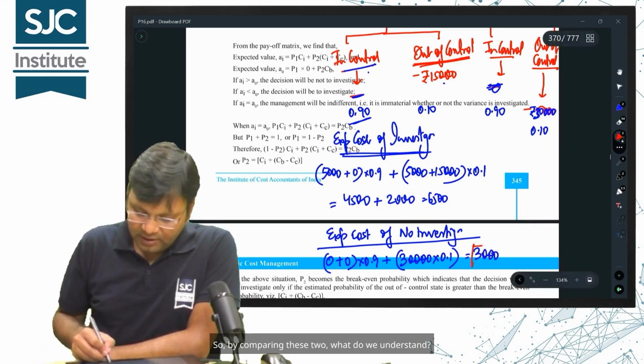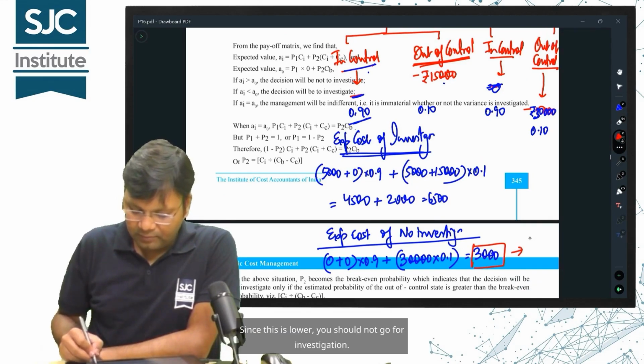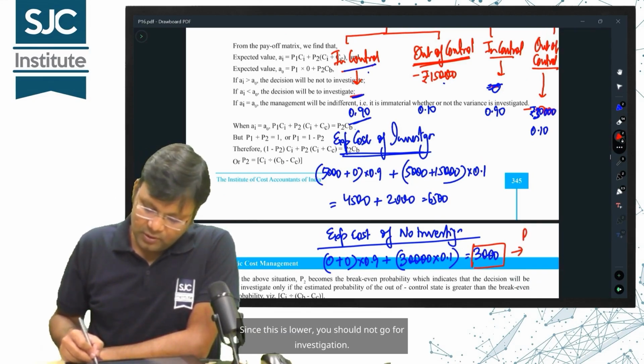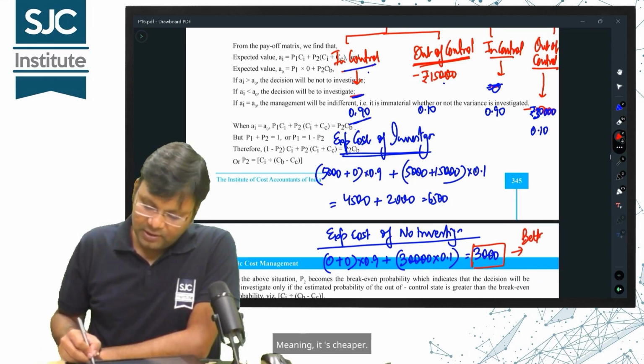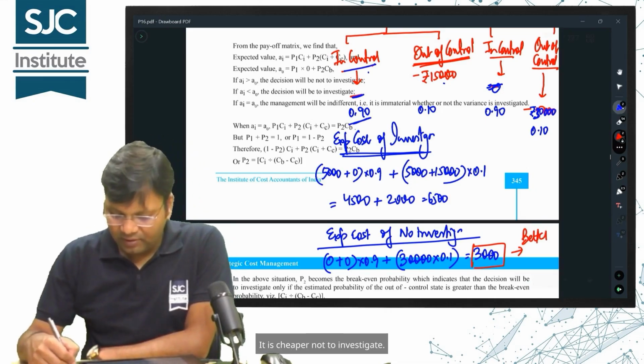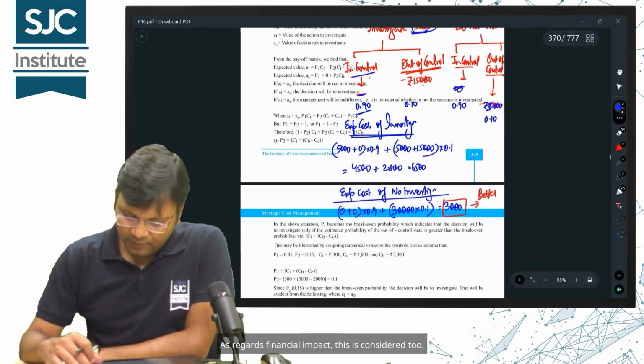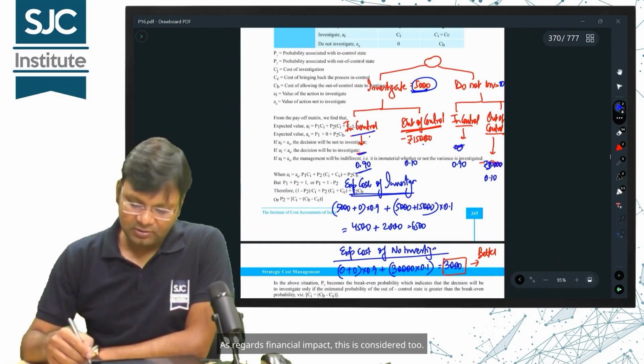So, by comparing these two, what do we understand? Since this is lower, you should not go for investigation. Meaning, it's cheaper. It is cheaper not to investigate. As regards financial impact, this is considered too.